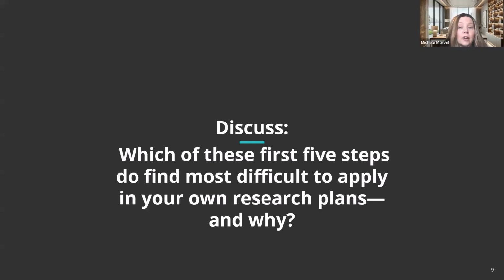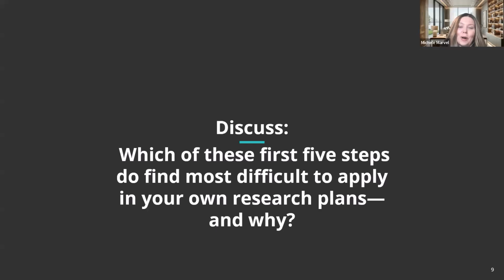Is it narrowing down a measurable problem, crafting precise research questions and hypotheses, choosing the right design, or identifying and defining the variables, or selecting a sampling method that fits your research goals and just the real world time constraints? There we go.